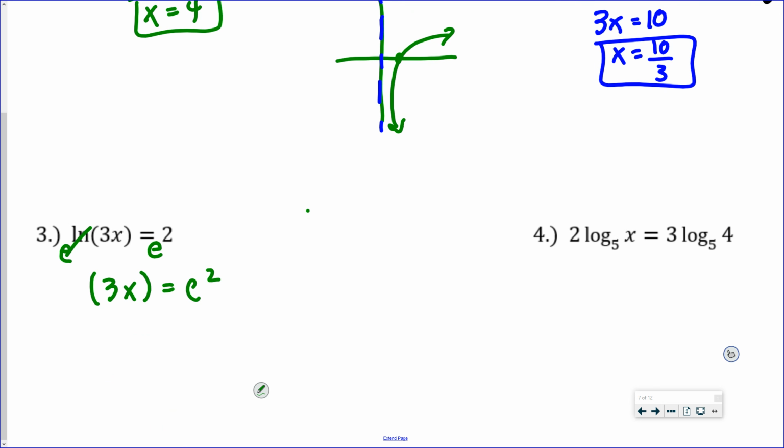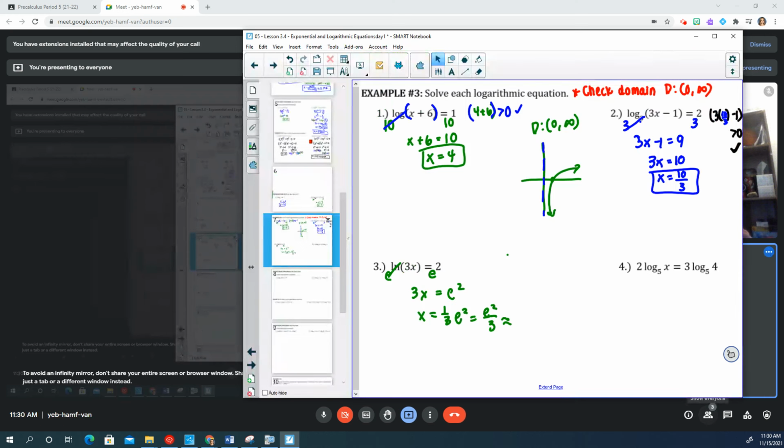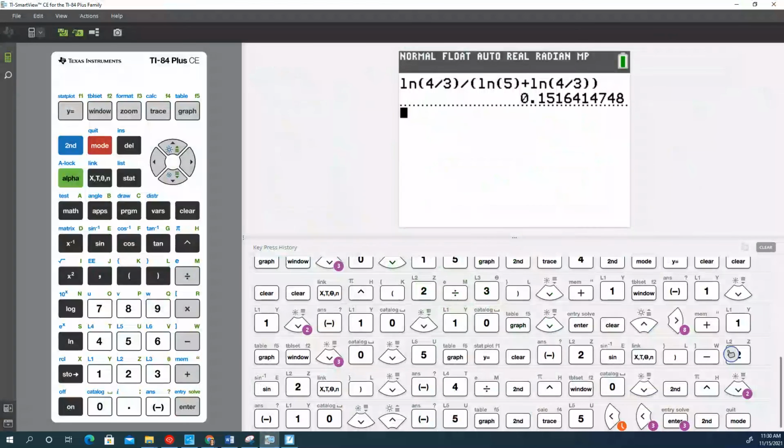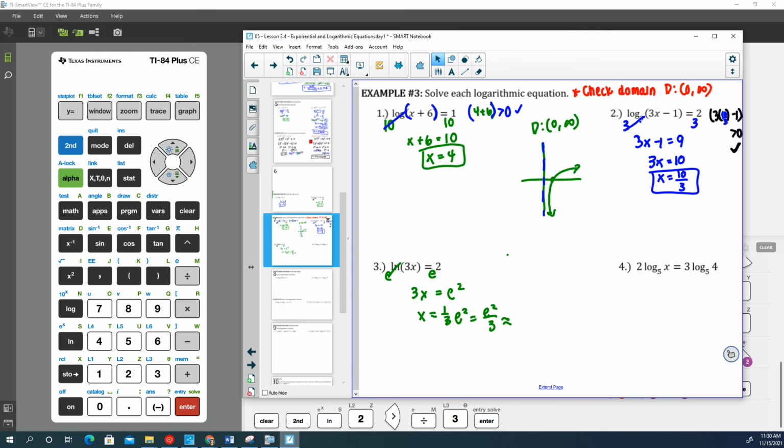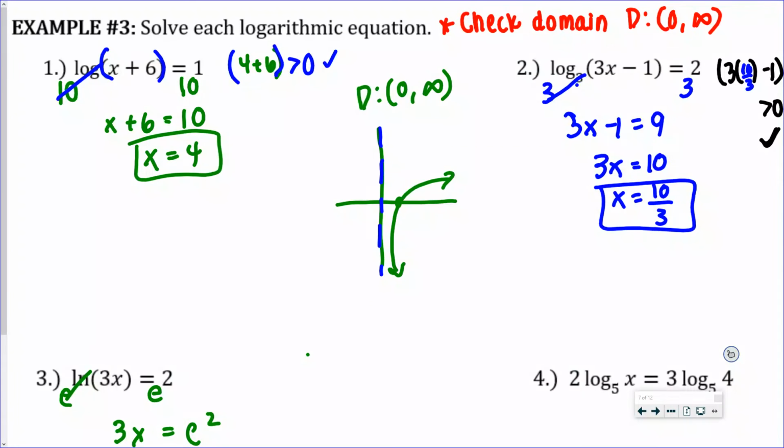You don't really need these parentheses. Then we just divide both sides by 3. So you could either write this as 1/3 e squared, or I'd probably do e squared over 3. Doesn't matter. In our calculator, let's go ahead and do that. So we have e squared divided by 3. Yep, we're just going to take 4 decimal places. And again, guys, e is irrational, so you can't write that as a fraction unless you keep it in terms of e.